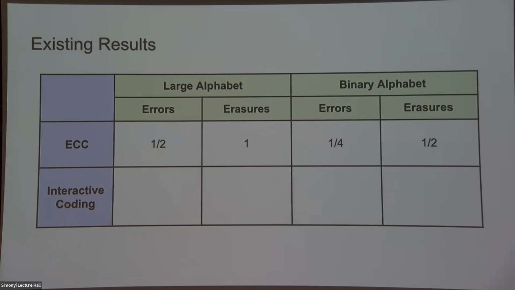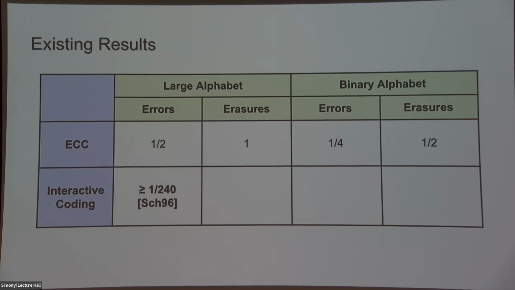Okay, so for interactive coding, what do we have? Well, the first result was by Schulman in '96, who constructed a protocol over the large alphabet that is resilient to a 1/240 fraction of errors.